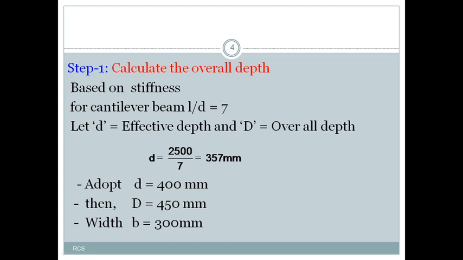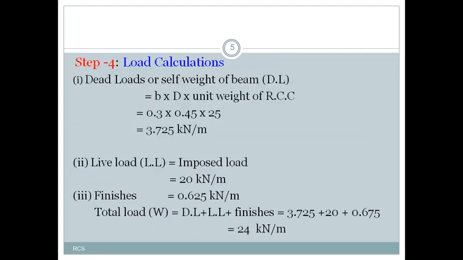So next we go to the second step. The second step will be load calculation. In the load calculation we have three different loads: the dead load, that is the self weight, we have to calculate; the live load is already given in the problem; and a finishes load is also given. So all together, if we add the dead load plus live load plus finishes, we will get the total load. Then how do we calculate this dead load or self weight of the beam?